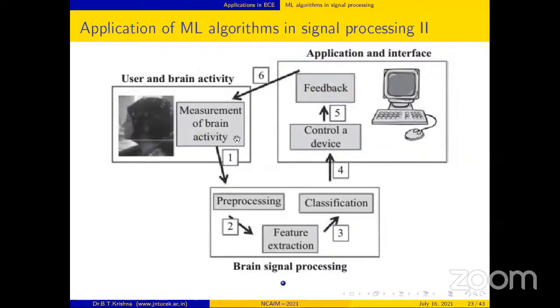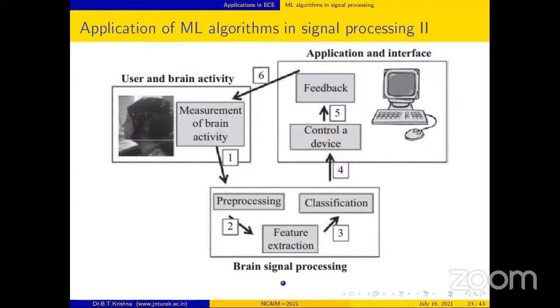In the first step, the brain activity signal is going to be measured. Then it is going to be processed, and features are extracted. Then classification is going to be done. Again, it will check for the desired result, and feedback is going to be given as to whether the condition has been satisfied or not. Then again, the same thing is going to be continued. That means brain machine interface or brain computer interface using these machine learning algorithms is a new topic.